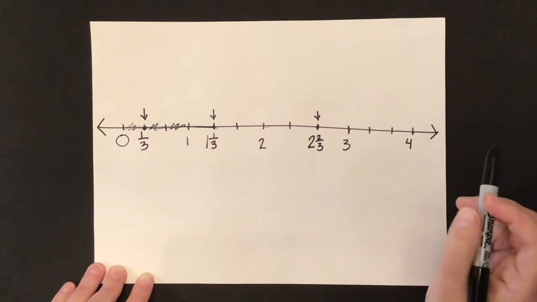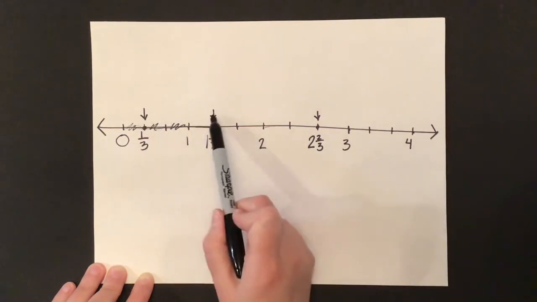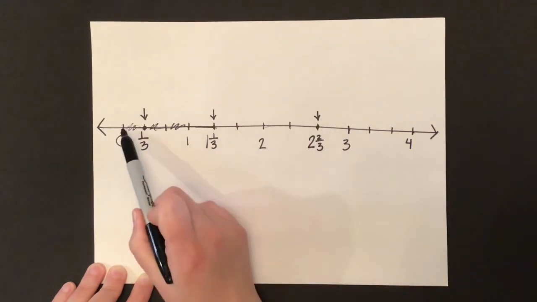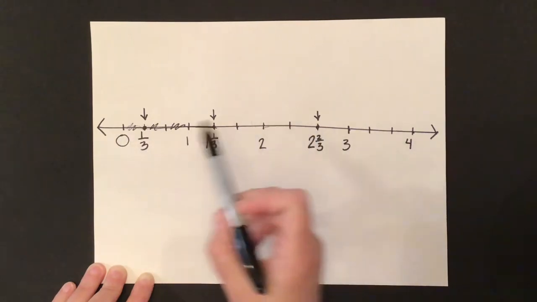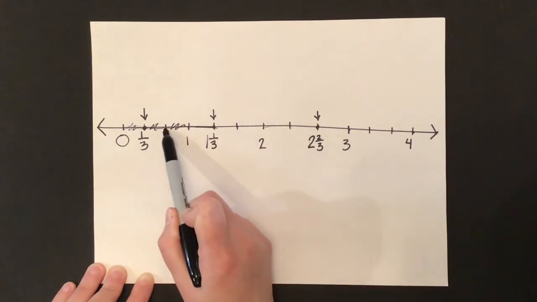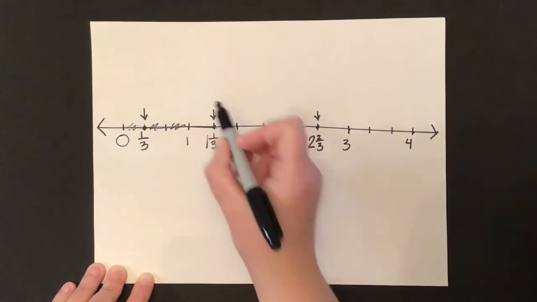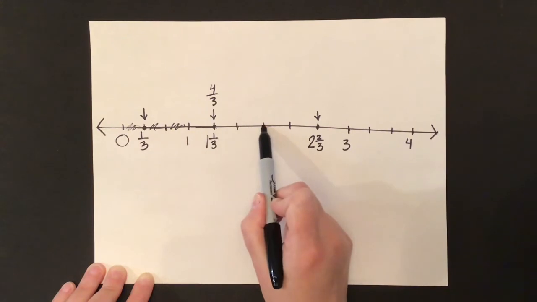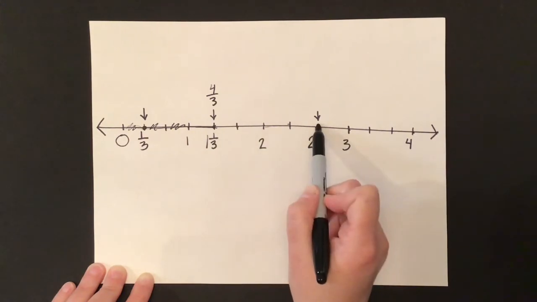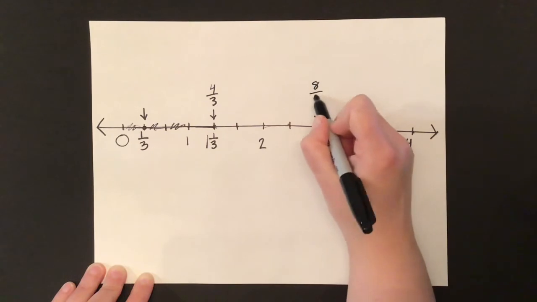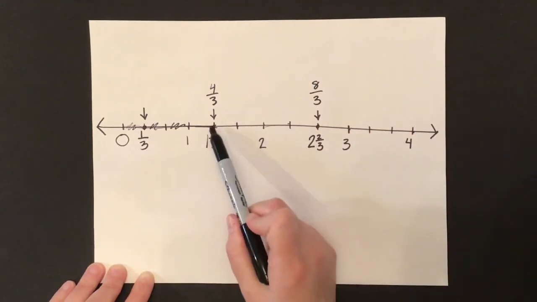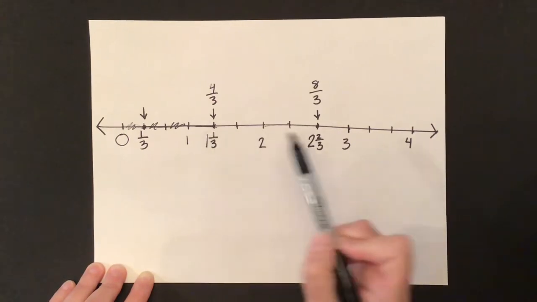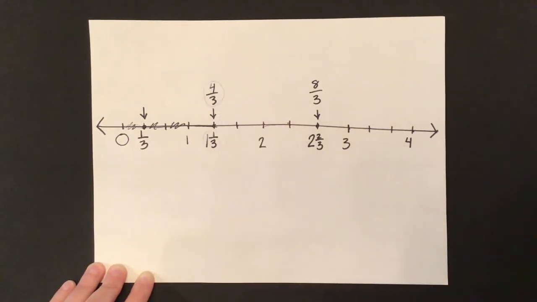If I wanted to go back and write the improper fraction name above the arrows, I could go back clear to 0 and count pieces. So this would be 1/3, 2/3, 3/3, 4/3. And then keep counting 5/3, 6/3, 7/3, 8/3. So these points that are greater than a whole have a mixed number name, and they also have an improper fraction name.